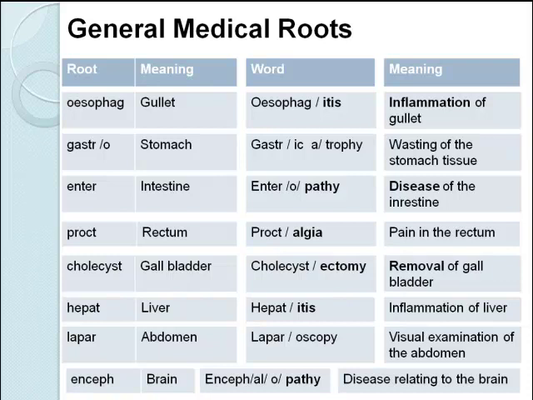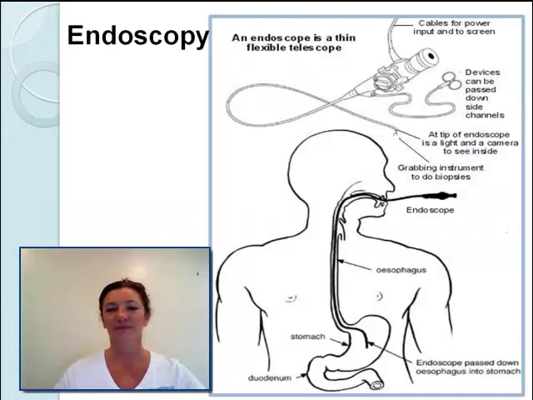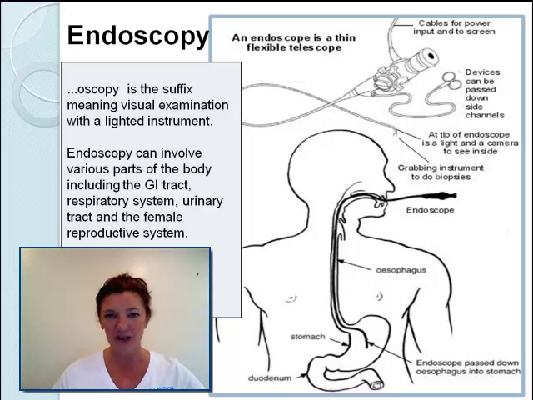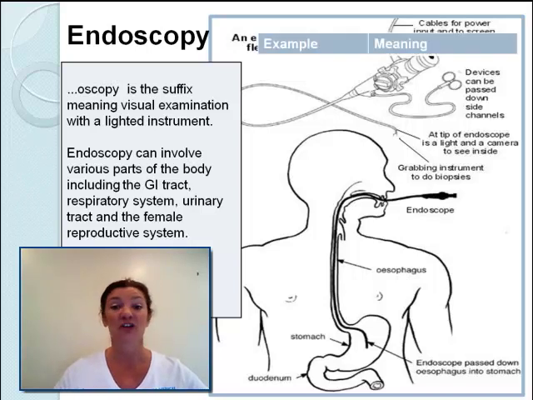On our next slide, we'll be looking at endoscopies. The term endoscopy means a visual examination inside. We know that oscopy is the suffix and it means a visual examination with a lighted instrument, so you can actually see what's going on when you look inside. And end is the prefix meaning inside or in. On the diagram, you can see an endoscope being passed through the mouth down to the stomach. Now this would be called a gastroscopy because it would be a visual examination of the stomach.